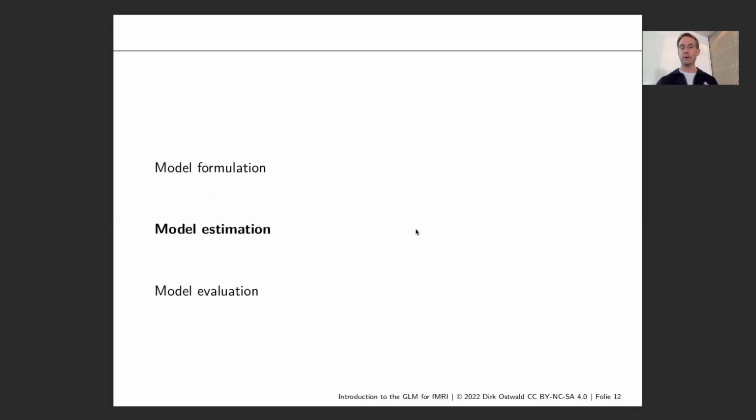Good, then I suggest we do a little bit more on model estimation, and then we take a break.